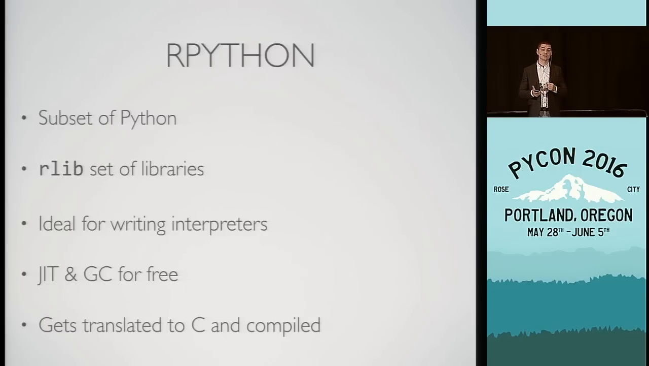But the best thing for us is that we can write interpreters in it, and it also has JIT just in it, and also does garbage collection for us. So instead of writing thousands of lines of C usually, to write an interpreter, we can write it in Python, throw in a little bit of our Python-specific function calls, and all of a sudden we have a JIT interpreter.